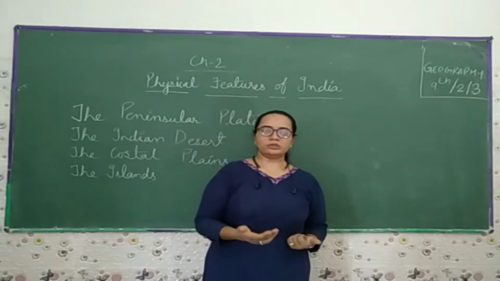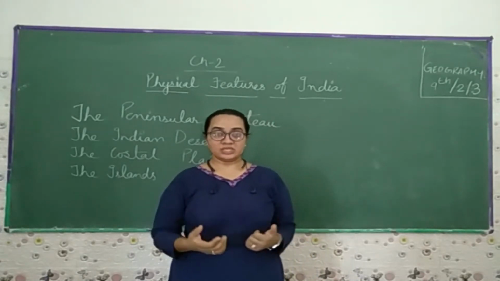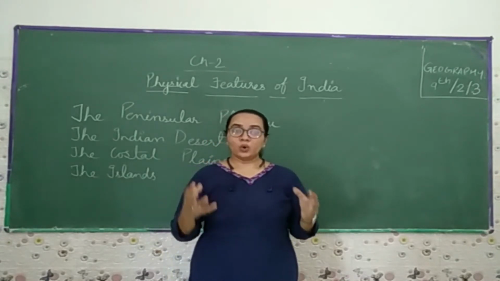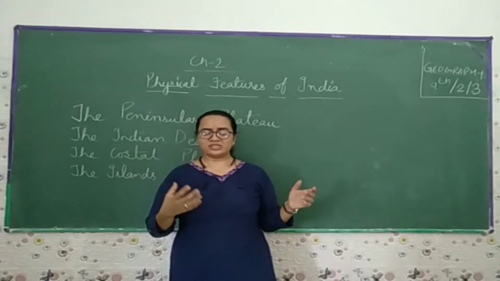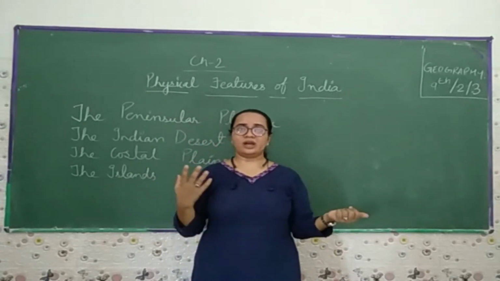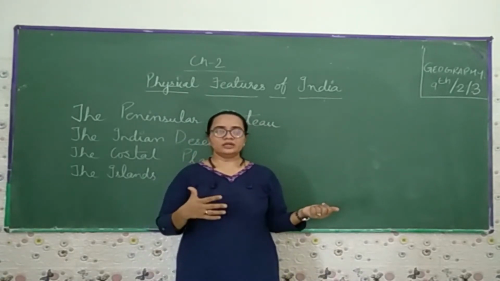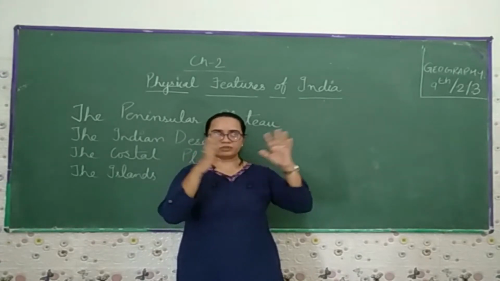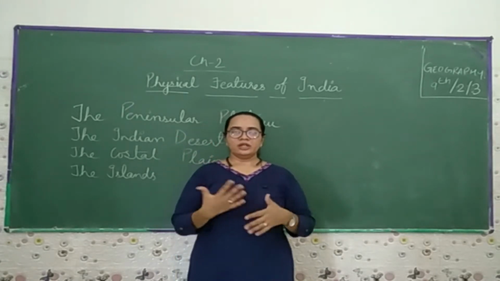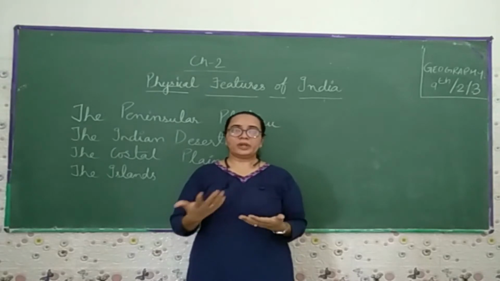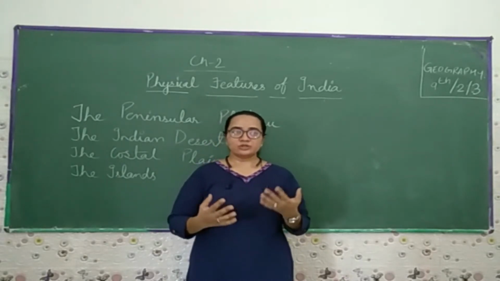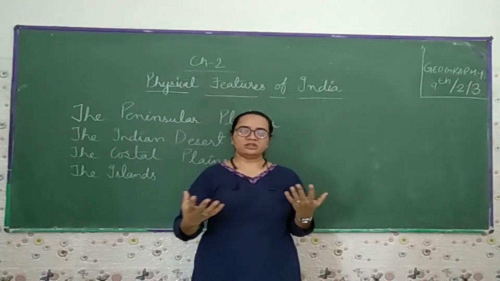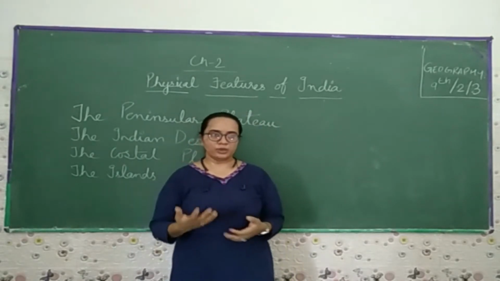Then we came to know about Gondwana land, the oldest landmass of the world, which included countries like South America, South Africa, India, Australia, and Antarctica. Earlier it was part of one particular landmass. Later on, when the earthquakes and the tectonic plate boundaries took place, it changed into different countries and different continents. So we came to know about that.